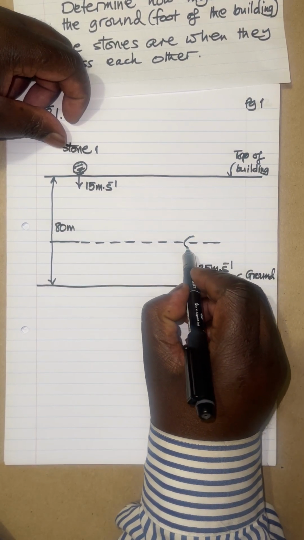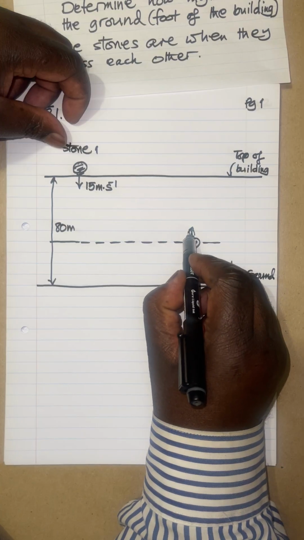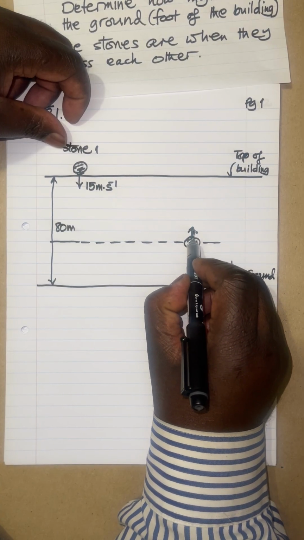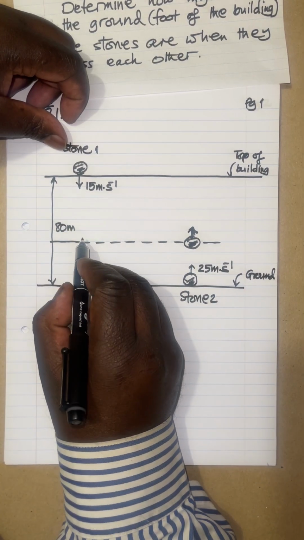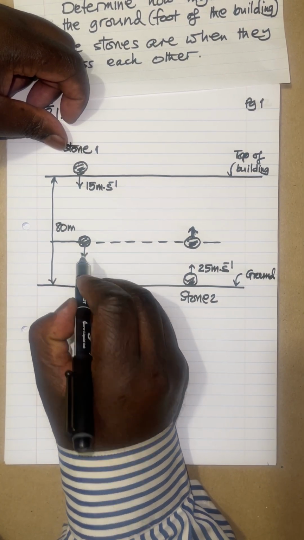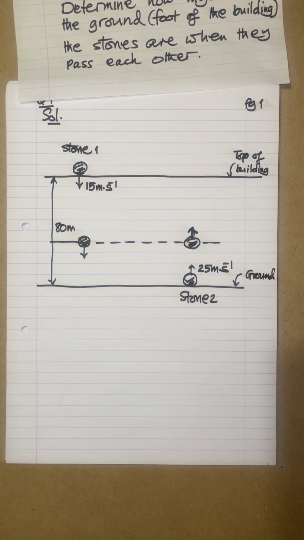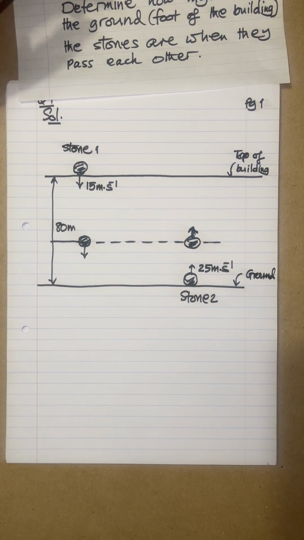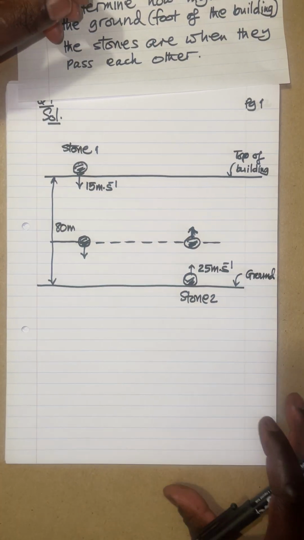So we're talking about stone 2. There it is, going up. Obviously, I'm going to suggest or maybe assume that it's going up. And then stone 1, here it is. The assumption is that it's going down. When they pass each other, one is going up, the other one is going down. It may well be that they are both going down, but one is moving faster. But that will be a question for another day. But in this case, this will work.